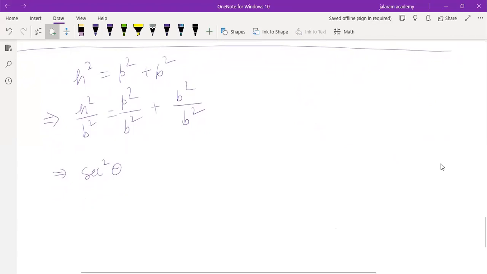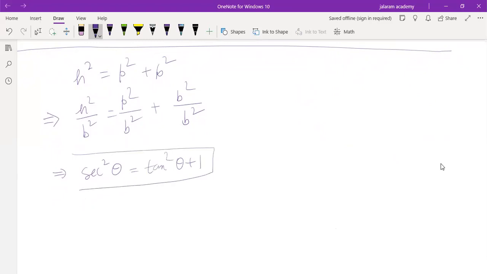Now, hypotenuse upon base is sec theta whole square, that is sec square theta, equals perpendicular upon base, which is tan theta, so it is tan theta whole square, that is tan square theta, and base cancelled out, it is 1. So this is the second square identity. Sec square theta equals 1 plus tan square theta.